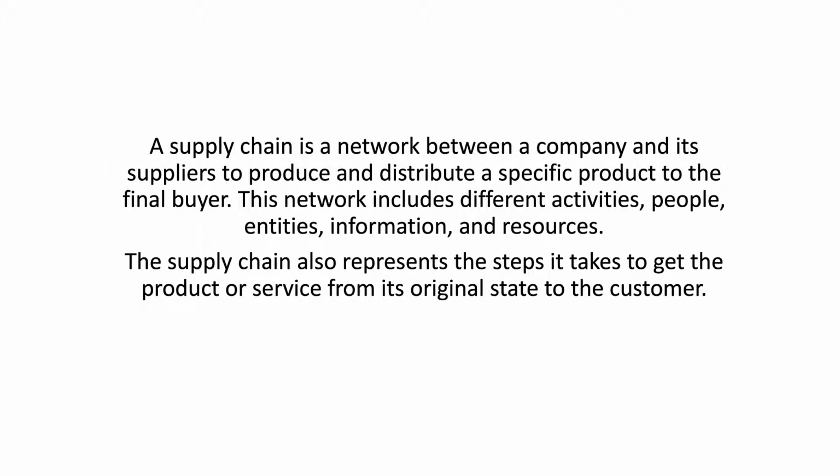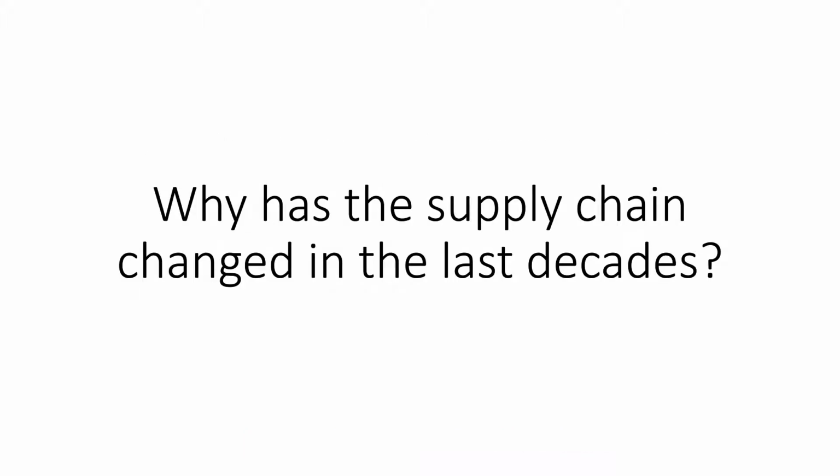So in the first video, we saw a definition of supply chain. And here's another definition that I actually like a little better, but they all mean the same thing. A supply chain is a network between a company and its suppliers to produce and distribute a specific product to the final buyer. This network includes different activities, people, entities, information, and resources. The supply chain also represents the steps it takes to get the product or service from its original state to the customer. So in the last couple of decades, the supply chain has changed dramatically.